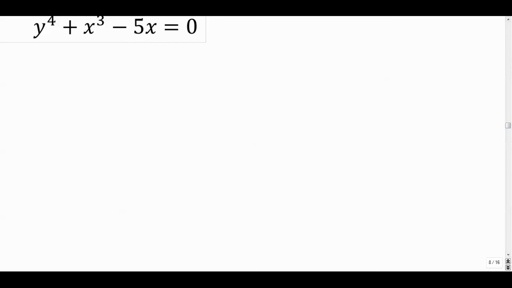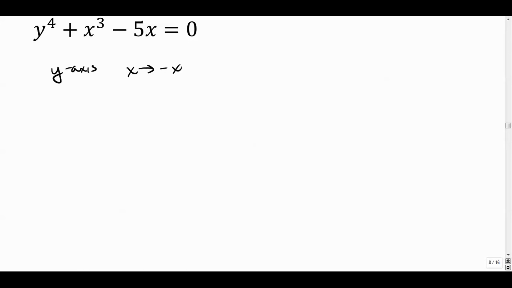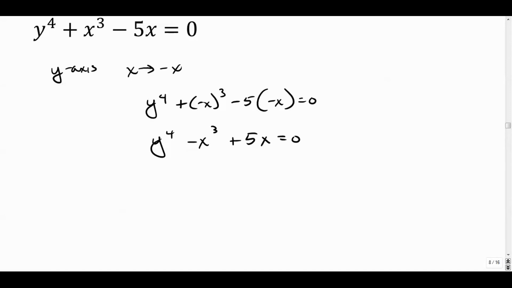And let's try this one. We've got ourselves a function. I don't have a graph on this one, but I'm going to test. I'll just do all three tests really quickly. So let's do y-axis. So the x's go to negative x's. So y to the fourth plus negative x to the third minus 5 times negative x. Y to the fourth minus x to the third plus 5x. That's not what I started with at all. So that does not work.